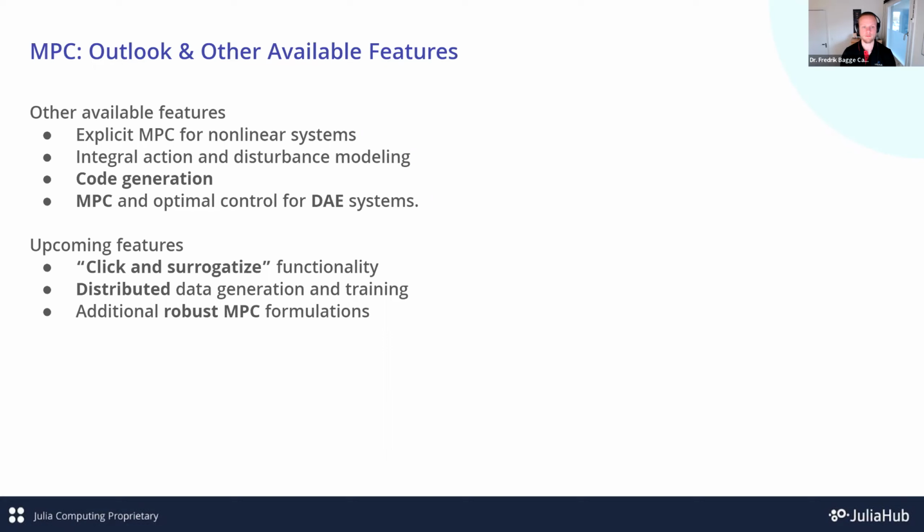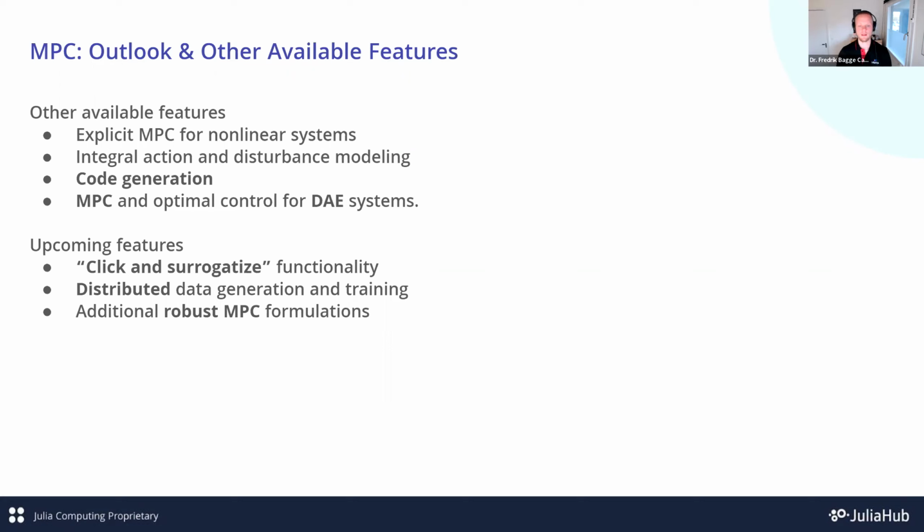Some upcoming features we're excited about providing in the future is what we call click and surrogatize functionality. Today we looked at the code interface where the user writes code that tells the system how to surrogatize the model. We are looking into providing a graphical user interface for this to make it significantly easier and also to make it easier to explore the functionality, so that what you need to provide becomes obvious in the graphical user interface.